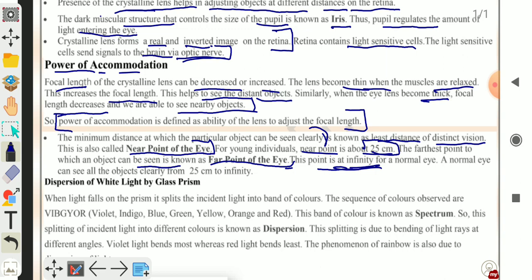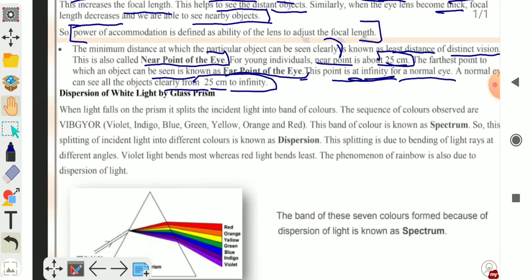For a normal eye, normal eye हमारी infinite distance पर रखे objects को भी clearly देख सकती है. A normal eye can see all objects clearly from 25 centimeter to infinity. Now dispersion of white light by glass prism.